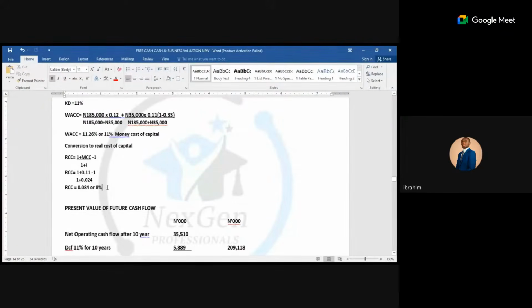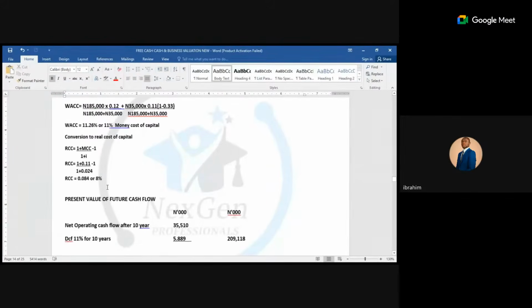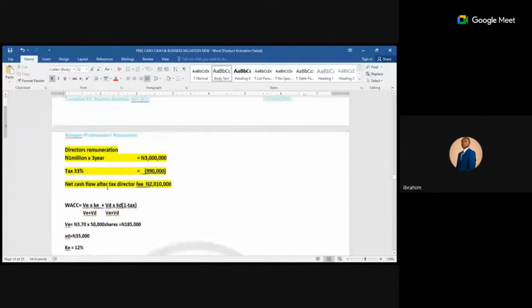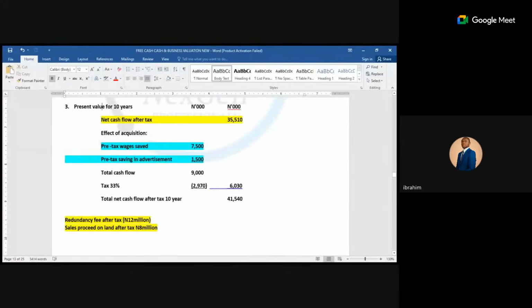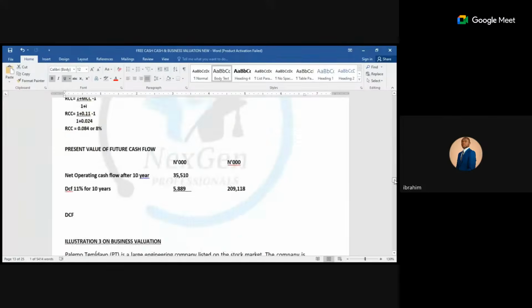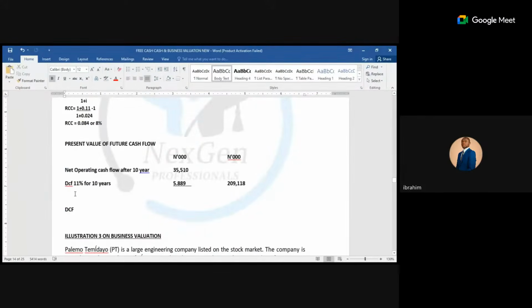So if we have this to be 8%, the next thing we need to do is to discount this two here, this two here. All right, and that is the effect of acquisition. Let me put effects of acquisition.